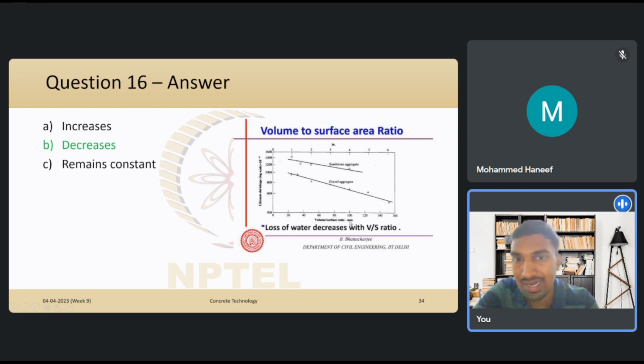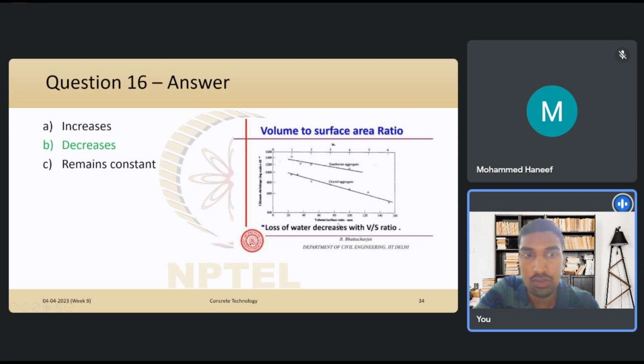So also the drying shrinkage. When will the volume to surface area ratio be large? When the volume is large and the surface area is small, right? So in that case, this ratio will be large, right? So for drying shrinkage, what has to happen? Drying shrinkage, by definition, we learned, is because of the loss of water by evaporation, right?